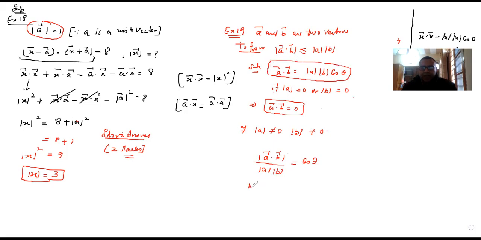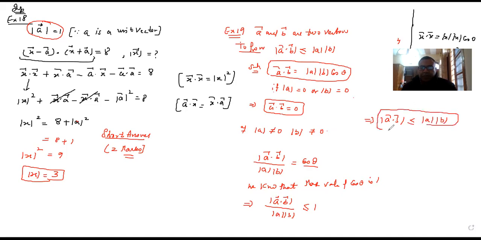Now we know that the maximum value of cos is 1. So can I write A dot B upon magnitude of A times magnitude of B is less than or equal to 1, which implies A dot B is less than or equal to magnitude of A times magnitude of B after cross multiplication.